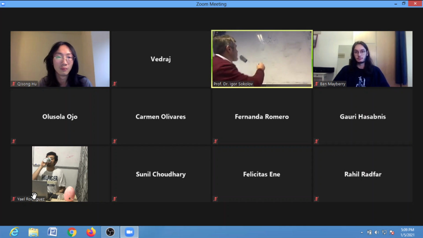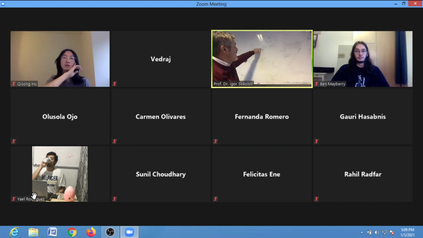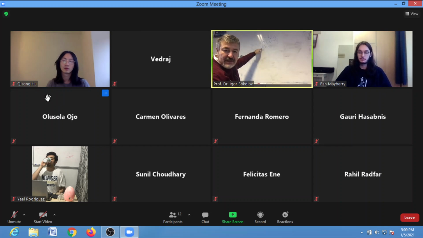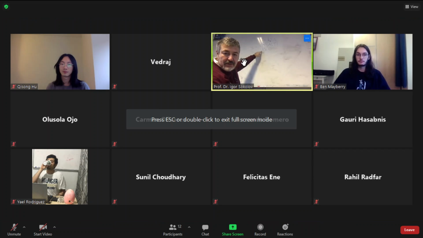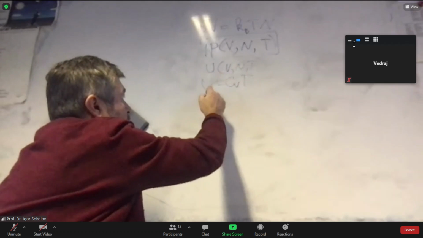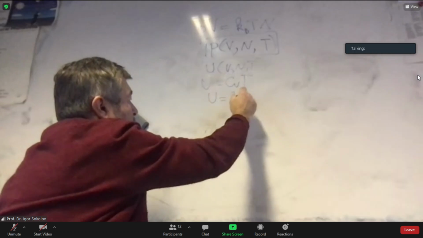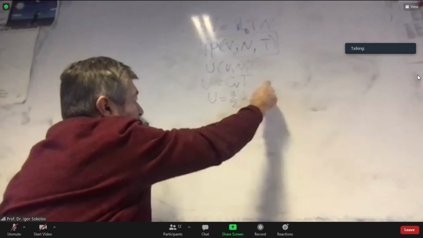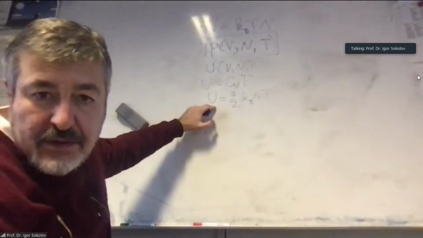And the second equation of state is U as a function of V and T. What is, for an ideal gas, U as a function of N and T? Let's imagine you have a single atomic molecule. This is the same as the equation for CV. 3/2 N kB T. And this is the caloric equation of state.